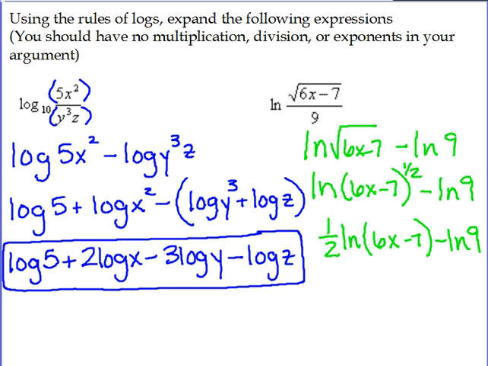If you go back and look at the properties, inside my argument here, I have addition or subtraction. If you have addition or subtraction happening in your argument, you can't change it. There's no property that's going to allow you to change it. So do not change this into natural log of 6 minus natural log of 7. That is not what the properties say. So I'm actually finished.